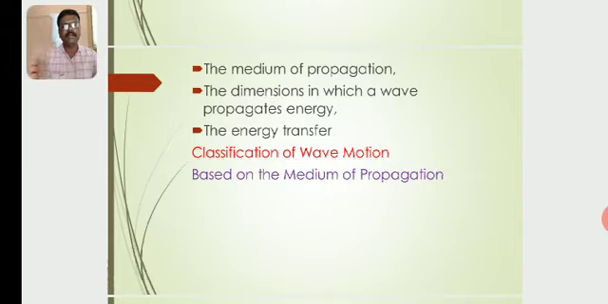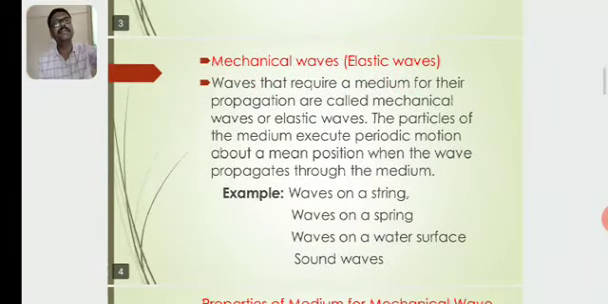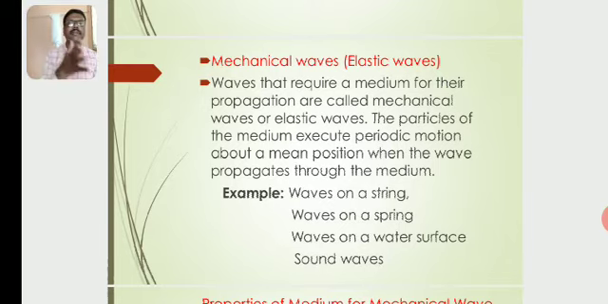There are different types of wave motion. Based on the medium required for their propagation, waves can be classified into two types: mechanical waves and non-mechanical waves. Then, what are mechanical waves?